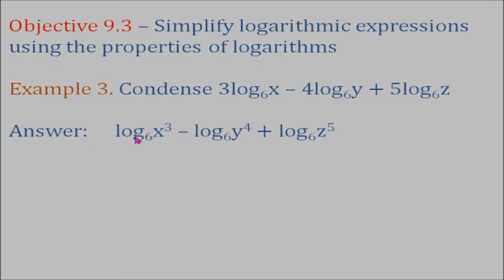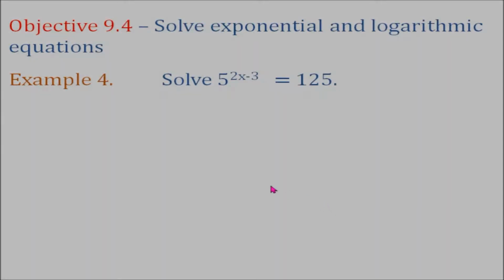So we can write log base 6 of x to the power of 3 plus log base 6 of z to the power of 5 as log base 6 of x to the power of 3 times z to the power of 5. Now, because we have a minus sign here, we can write y to the power of 4 in the denominator. So this is our answer.